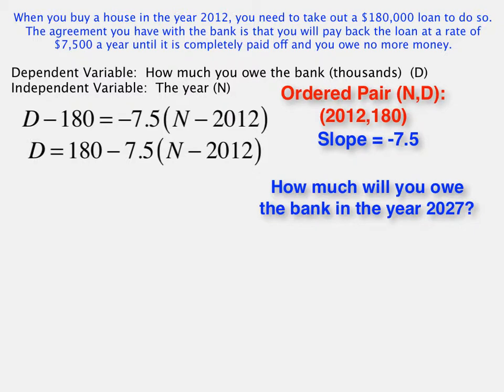So let's use this equation to determine how much we'd owe the bank in the year 2027. No problem. All we need to do is substitute 2027 into our variable representing the year and then solve for how much we owe.